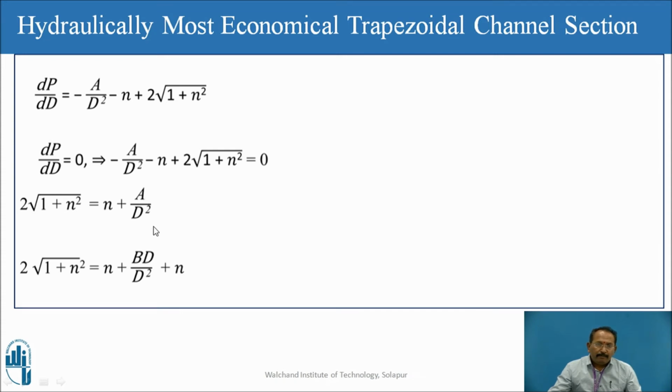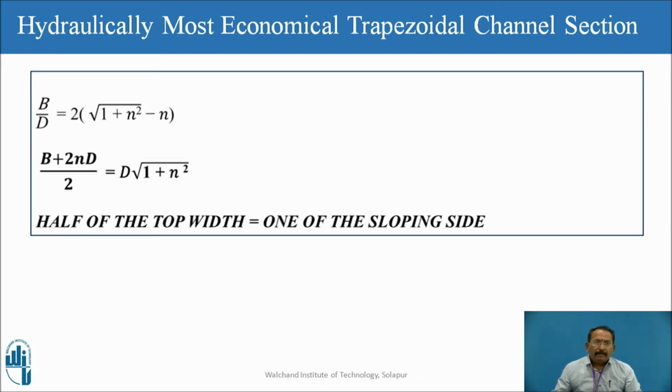Put the value of A, and we will get the equation. See here, all the steps are given to you. You just go through them step by step, and finally we will get B plus 2ND upon 2 is equal to D under root 1 plus N square.